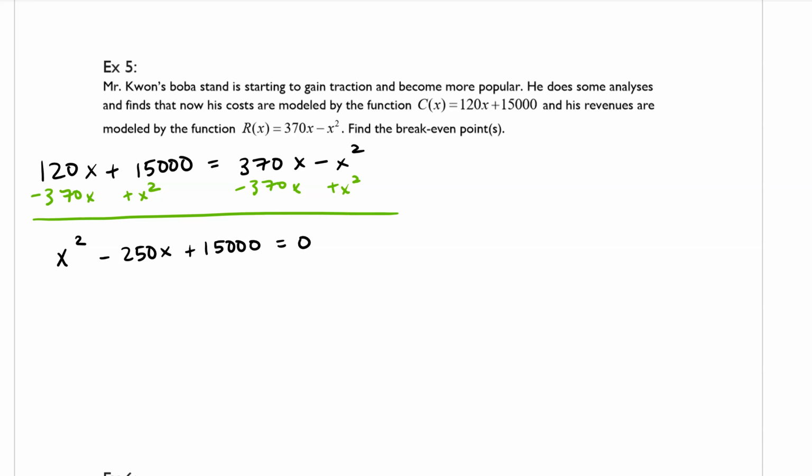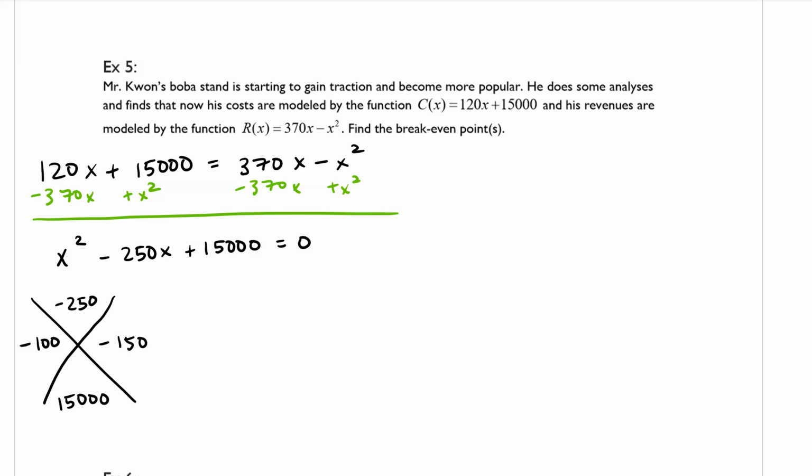Now recall there are several ways that we can think about this problem. I am going to use the factoring method, the x method. So I'm going to put negative 250 on the top and 15,000 on the bottom. And my goal is to try to think of two numbers that add to negative 250 and multiply to 15,000. And the two numbers that do that are negative 100 and negative 150.